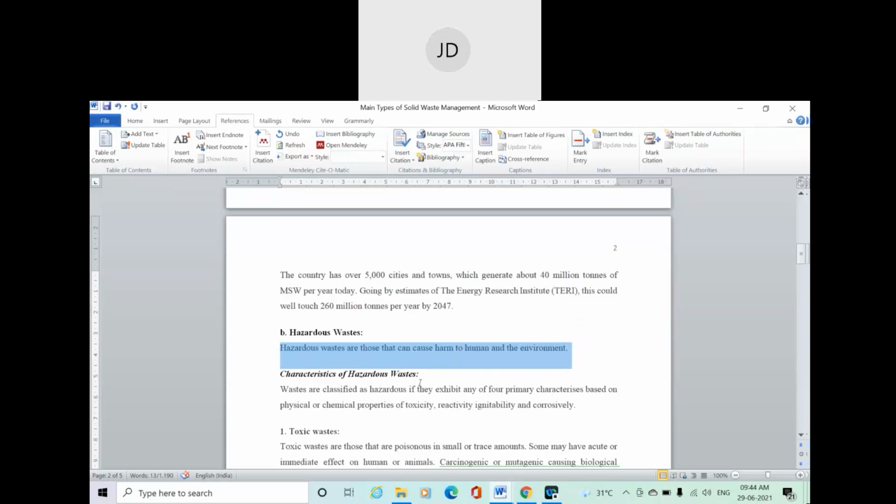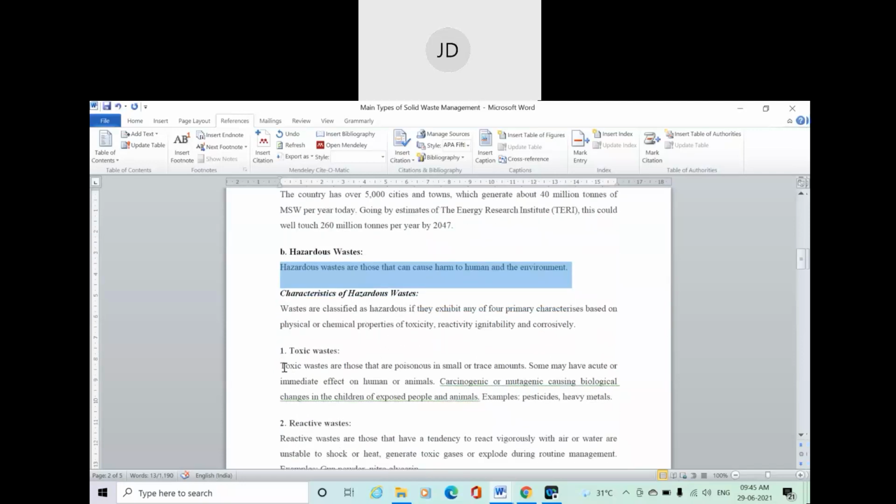The classification of hazardous waste: waste is classified as hazardous if it exhibits any of the four primary characteristics based on physical or chemical properties: toxicity, reactivity, corrosivity, and so on. If it shows these properties, you can categorize the waste as hazardous. If it is toxic, radioactive, or corrosive, you can consider it hazardous waste. So what is toxic waste? Toxic waste is poisonous in small or trace amounts. Some may have an acute or immediate effect on humans or animals. So this is all about toxic waste.